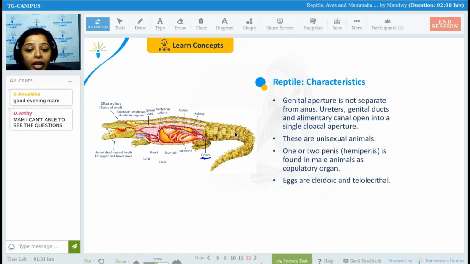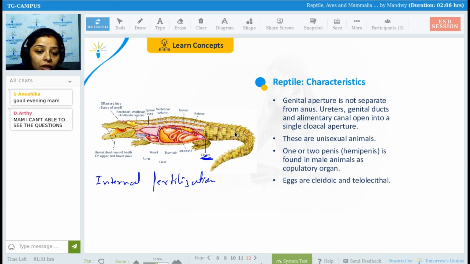Fertilization. Fertilization is what? Internal. Okay, they have internal fertilization. With the help of the cloaca only, they release the male gamete into the female body, and from here the male gamete enters their reproductive tract where the fertilization takes place. So as the fertilization takes place inside the body, that means the fertilization is internal.